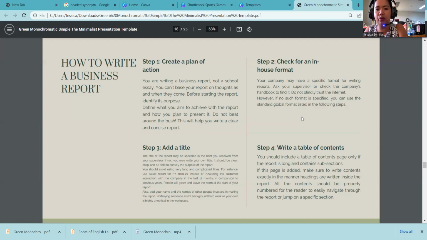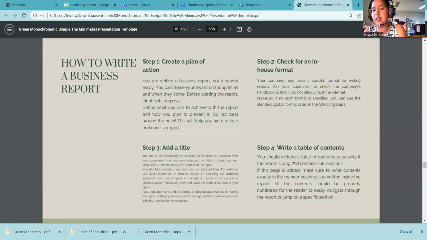Next, you need to add a title. The title tells what the report is all about, so that you can easily identify it, and the title should be specified in the brief you receive from the supervisor. If not, you may write your own title, but be guided that it should be clear, crisp, and able to convey the purpose of the report.